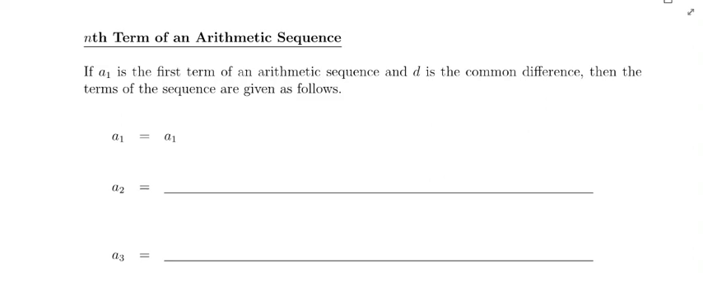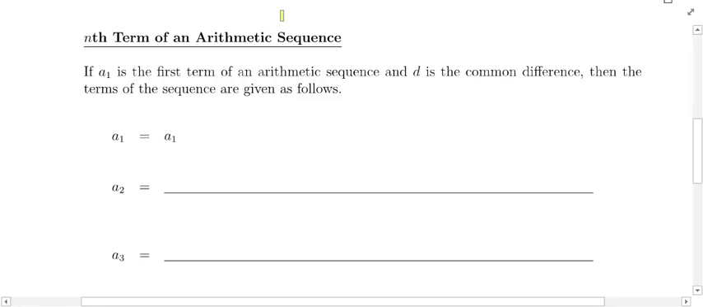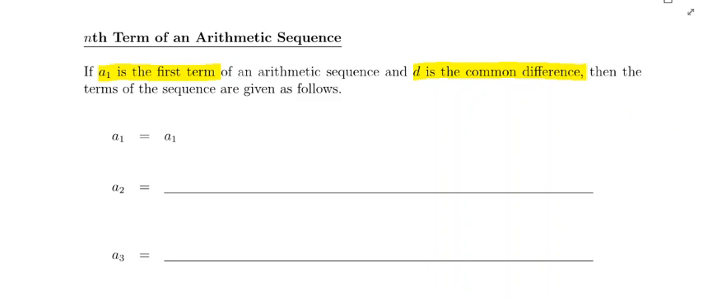So now that we've seen some examples of arithmetic sequences, we are going to try to develop a formula that will give us the nth term of any arithmetic sequence. To do this, we are going to work under the assumption that we have an arithmetic sequence, where A1 is the first term and D is the common difference. To come up with a general formula, we're going to start writing out the first few terms of the sequence.